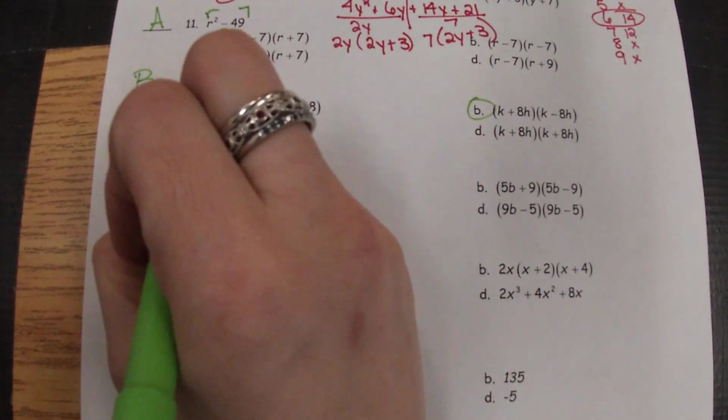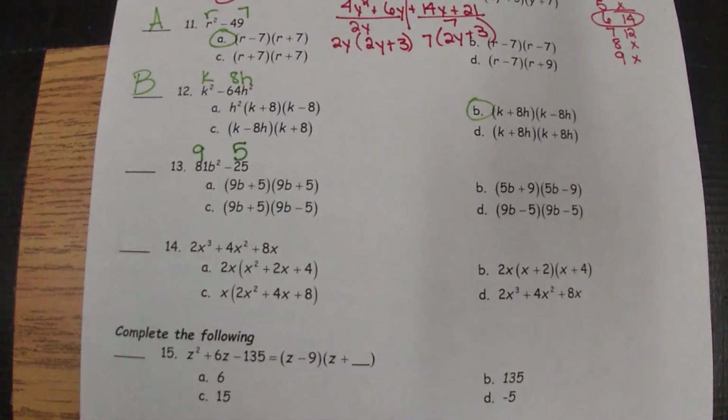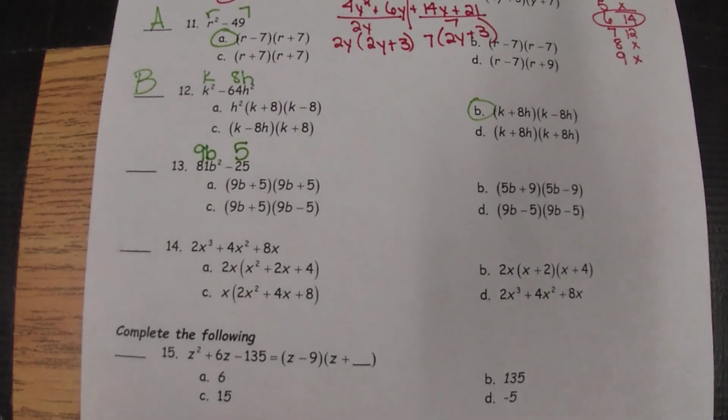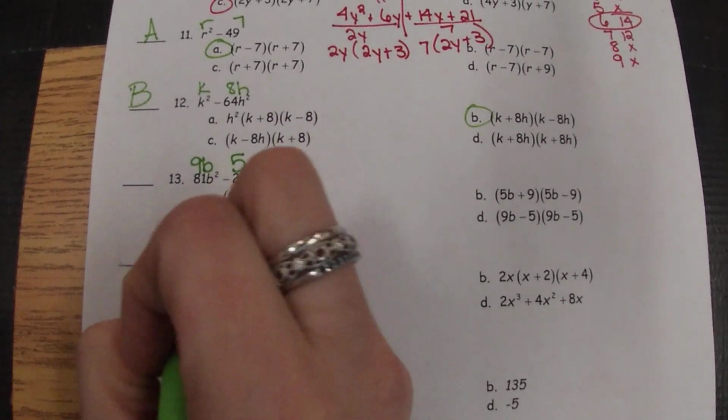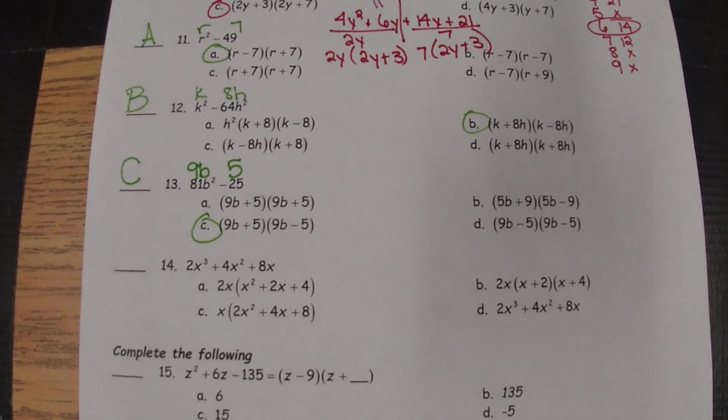13 is the same thing. 9 times 9 is 81. 5 and 5 is 21. So a 9b plus 5 and a 9b minus 5, which is C.